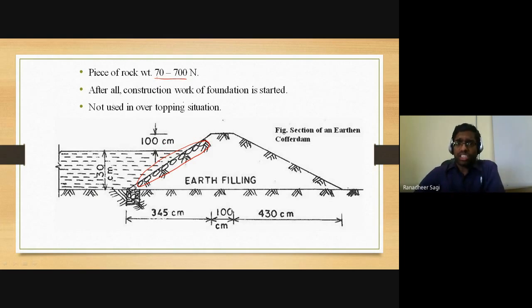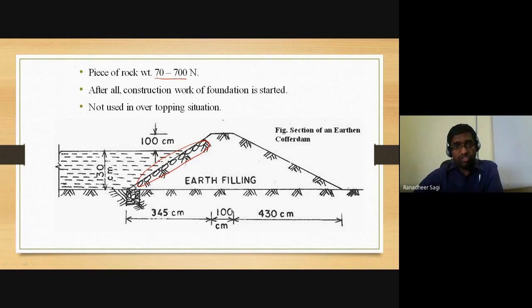So after all the construction work of the foundation, this particular Cofferdam construction is helping in the construction of the foundation, which is required to be taken up on the dry side of your Cofferdam, which entraps some area where you can take up the construction of that deep foundation, or a pier foundation, or any other structural construction below the water body.